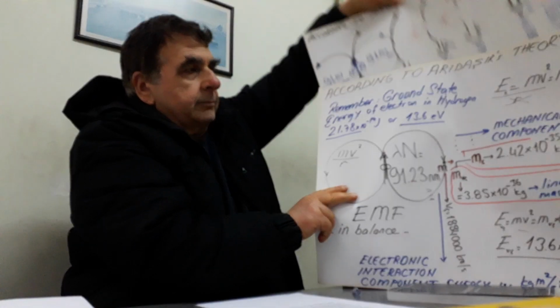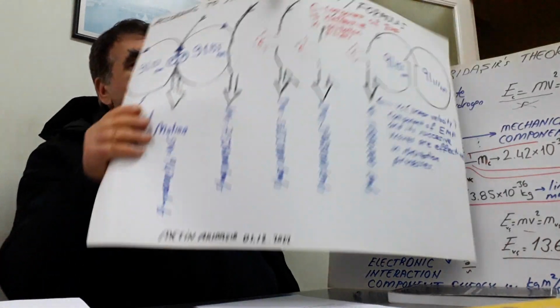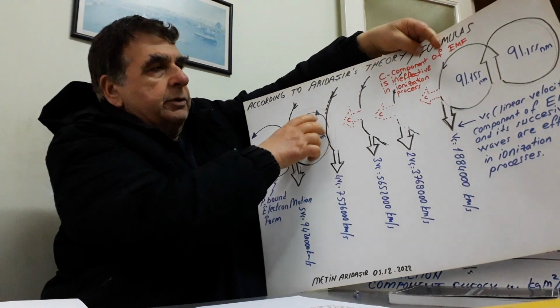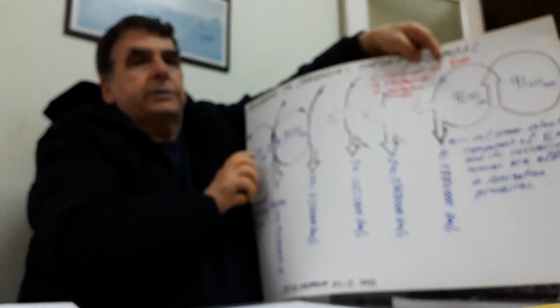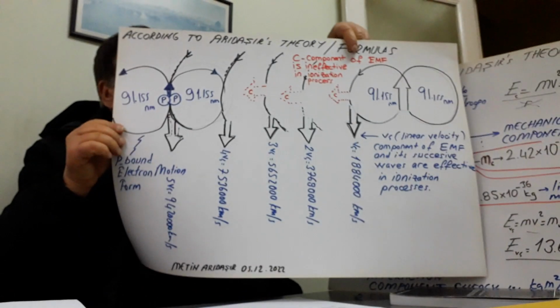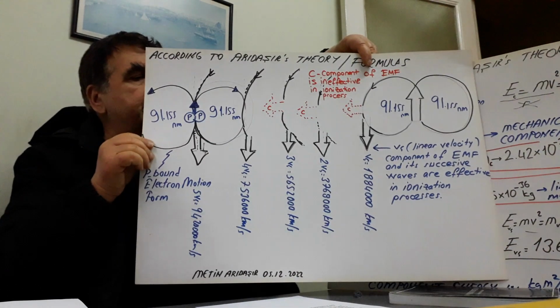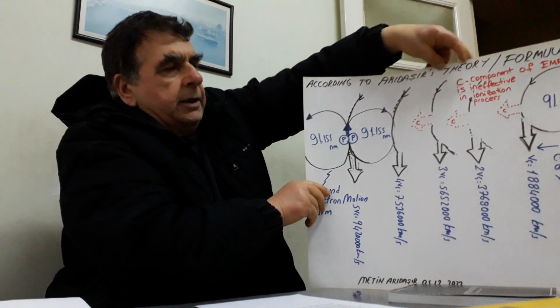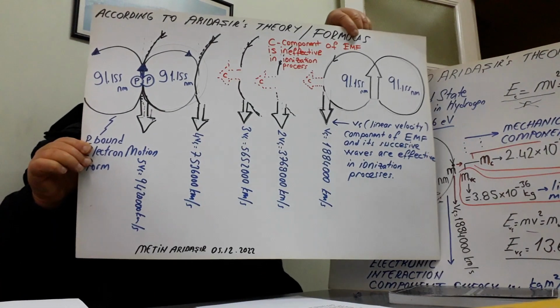Then here interaction between proton bound left side electron motion form and right side free electron motion form. Remember my emission lines, absorption lines, explanations according to my theory and my formulas.